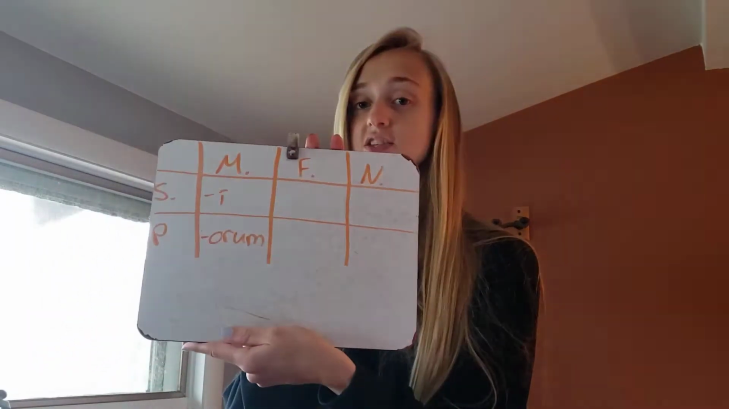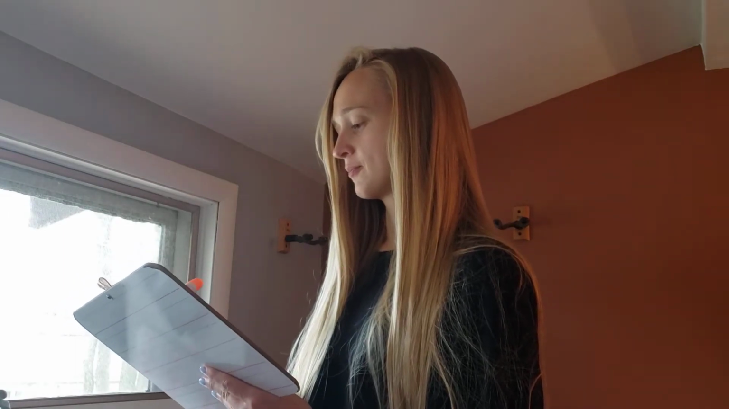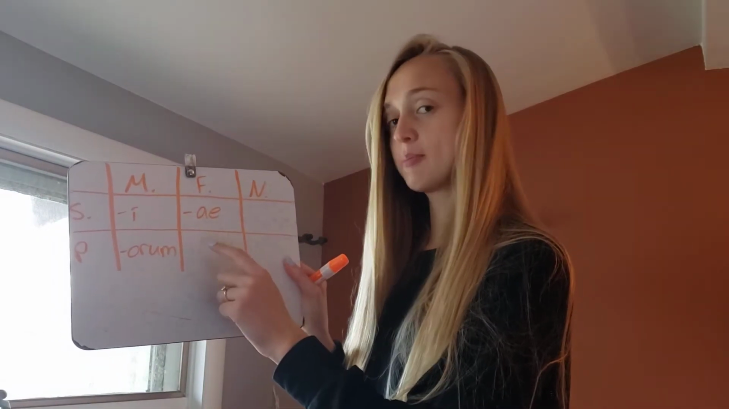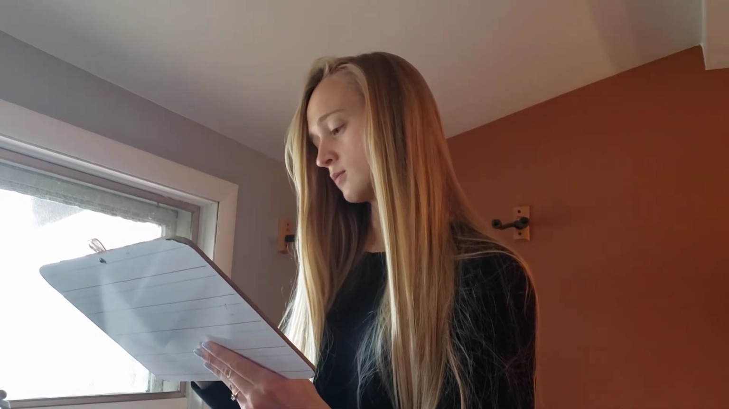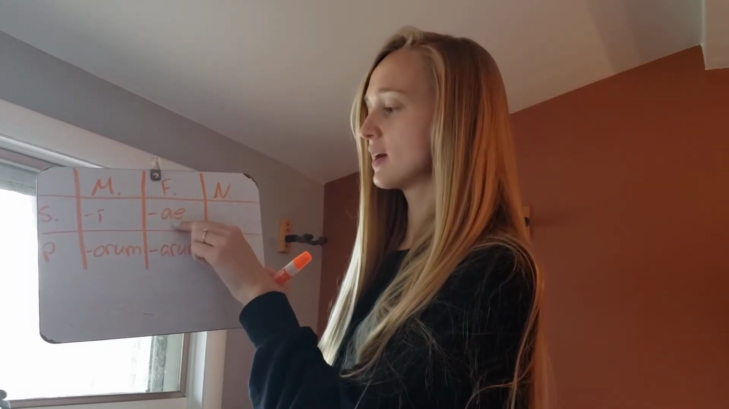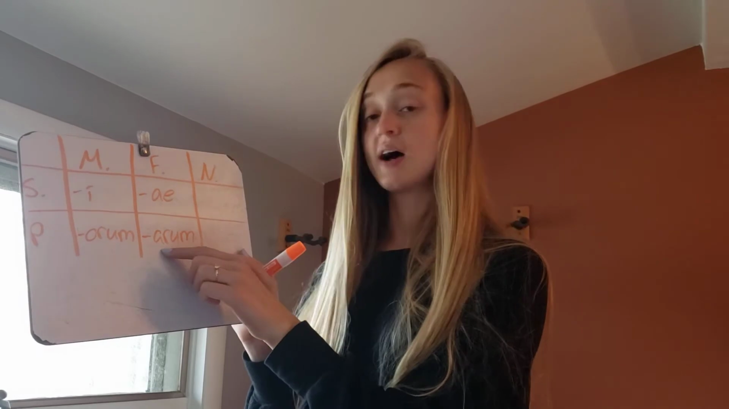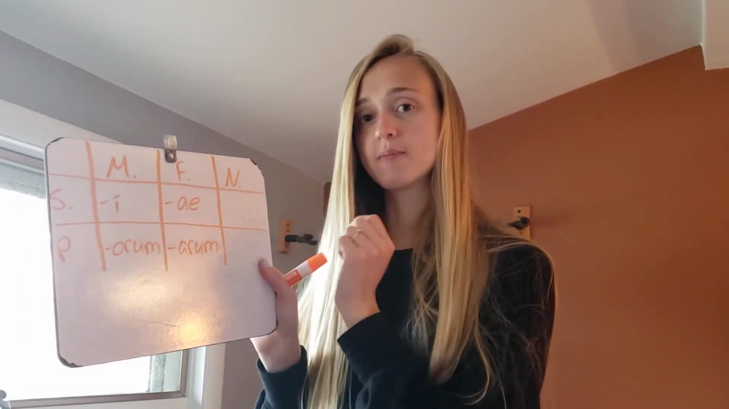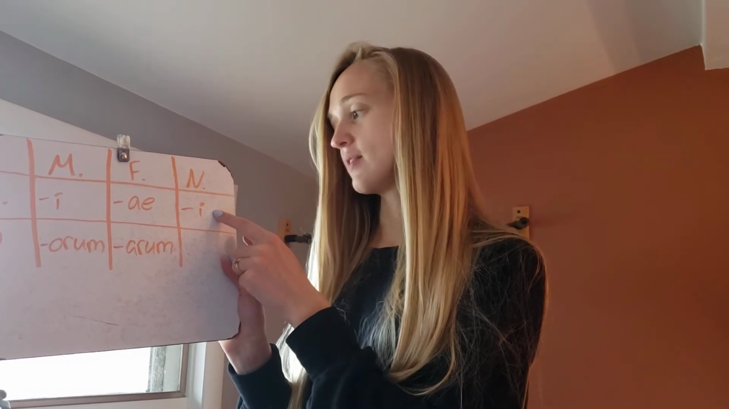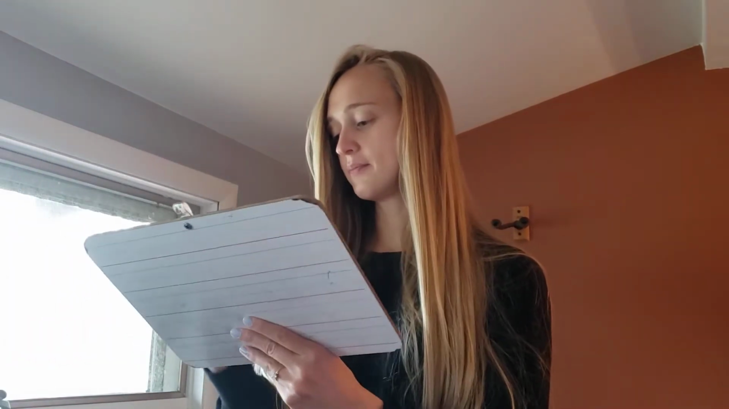Servorum, of the servants. Move on to feminine. What's our singular genitive ending? That's right, it's A-E. What about our plural? Arum. So we have puellae, of the girl, puellarum, of the girls. What about neuter? We have I for singular, so we could have exempli, of the example.